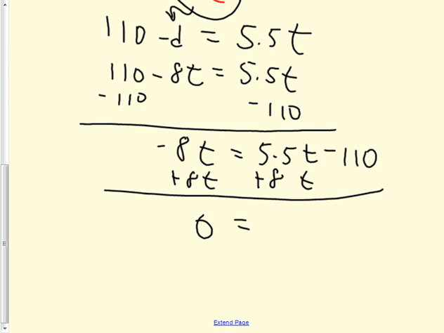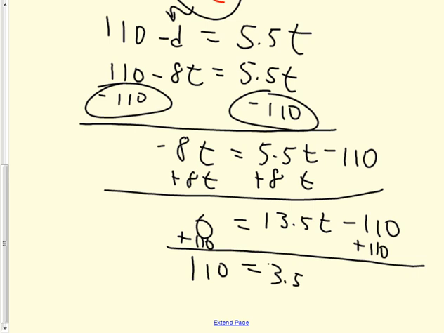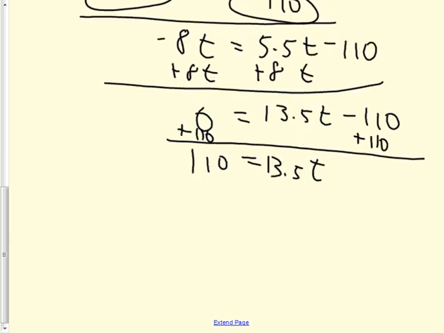I'm following all the rules. 0 equals 13.5T minus 110. Now I'm going to add 110 to both sides. See, that was dumb. Because I minus 110 from both sides. Now I'm going to add 110 to both sides. It took an extra step because of me being dumb. But that's all right. We all are dumb at times. 13.5T. And then I divide both sides by 13.5. And then I'll have my answer.